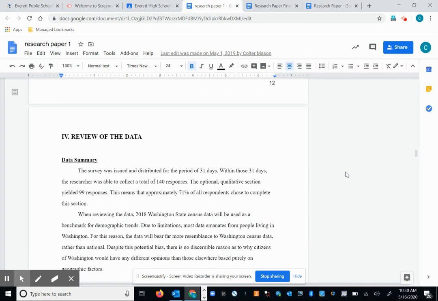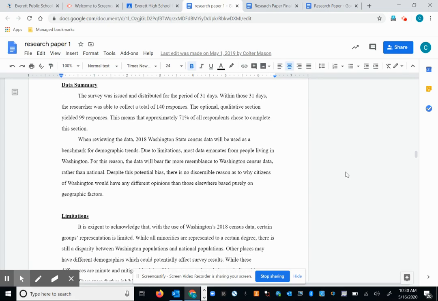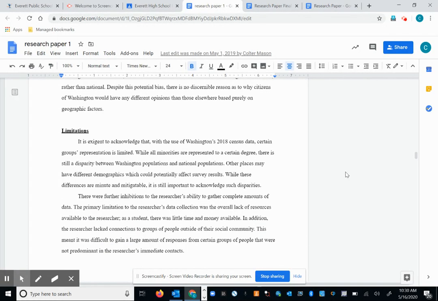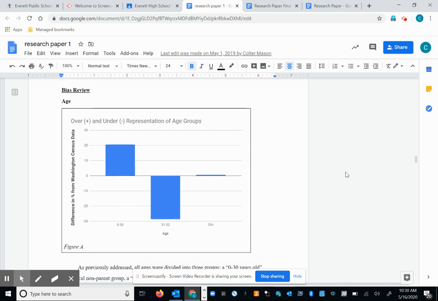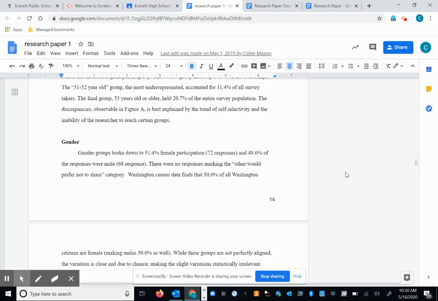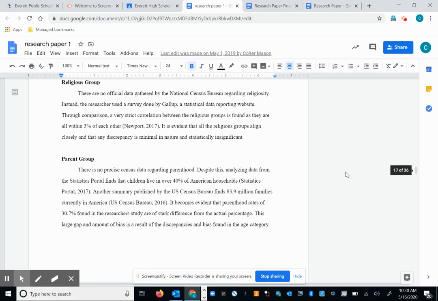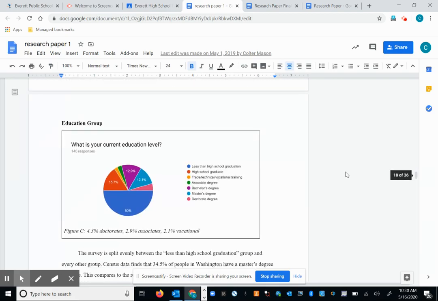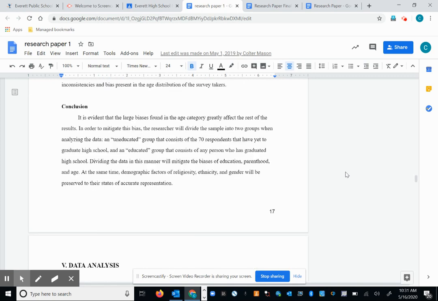Then they kind of explain the survey, then they get into what they found in the survey with the data. So here's a little summary of the data, just how many people did it. This person talked about their limitations here. Then they got into some bias items they noticed, and so you see a chart. They talked about gender and ethnic groups in their survey, religious parent group. Then they created some more pie graphs, education groups, so they had different categories.